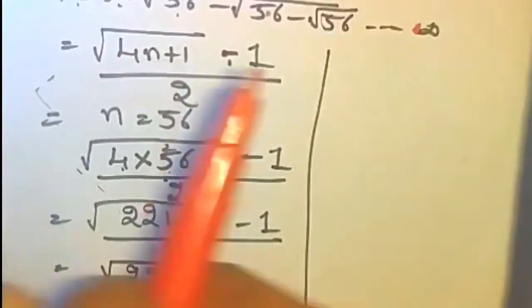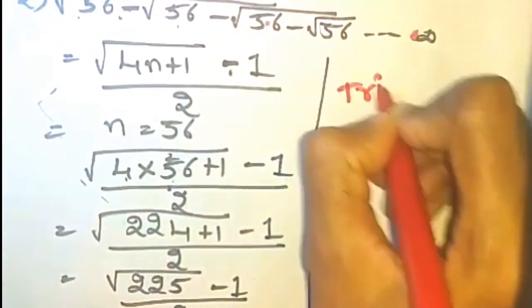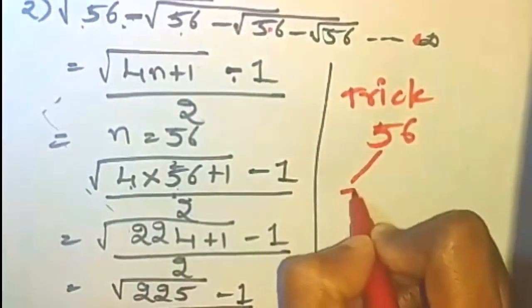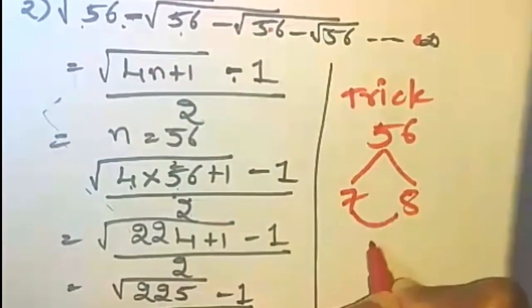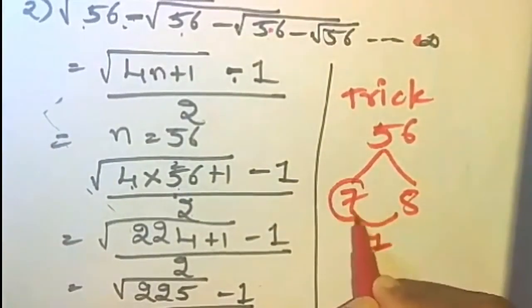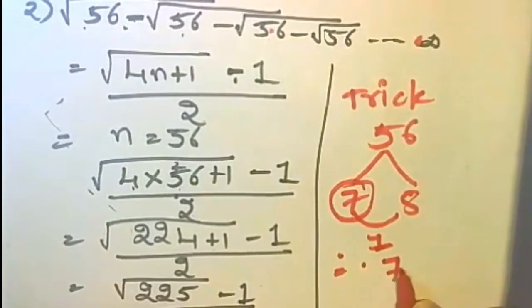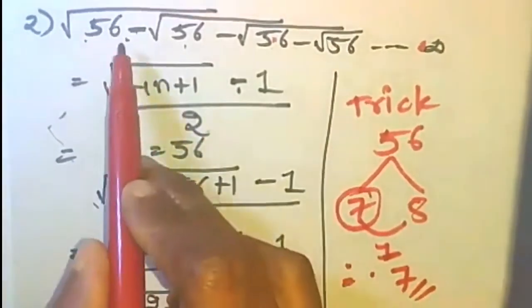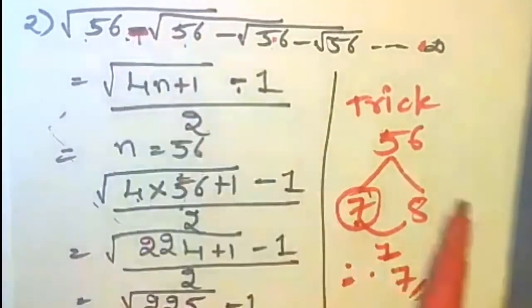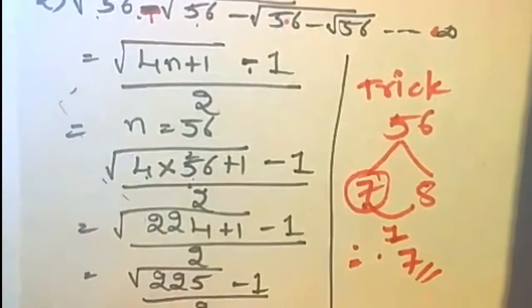Now let us see through the trick. What is the trick? The factors for 56 are 7 and 8. Their difference is 1. Yes or no? So now we have to take the smaller value, that is 7. Why 7? Because in the formula it is minus. That's the reason I am taking the lesser value here. If in the formula there is plus, we'll take the higher value. Okay.